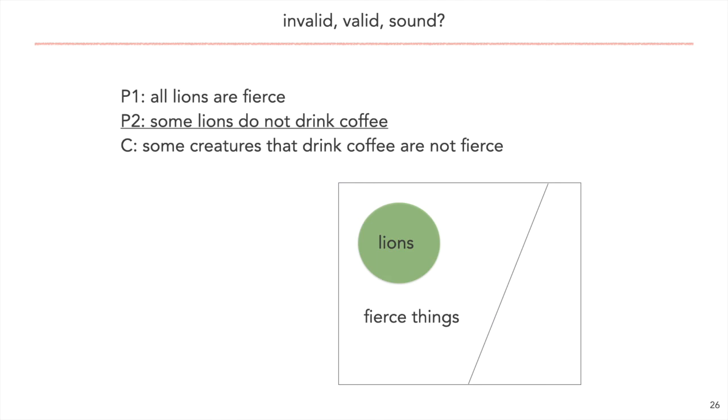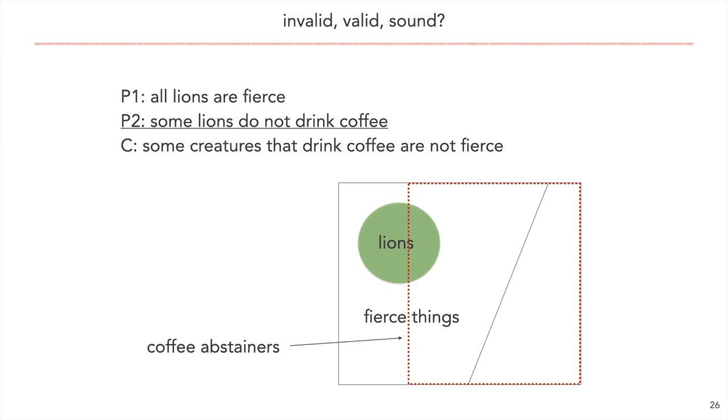What about the second premise? Some lions do not drink coffee. Can we fill in this diagram so it's true that some lions do not drink coffee? Some lions are among the coffee abstainers, but it's not true that some creatures that drink coffee are not fierce. Yes, we can. So here are the coffee abstainers.